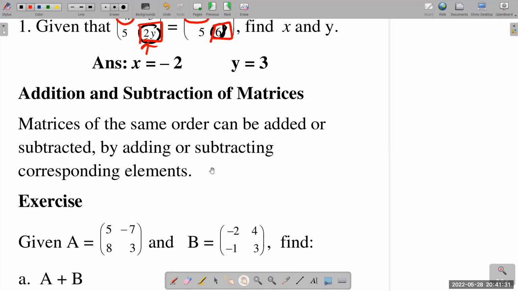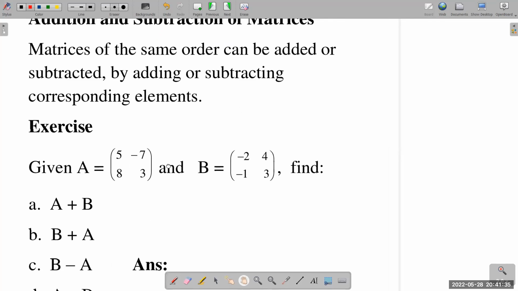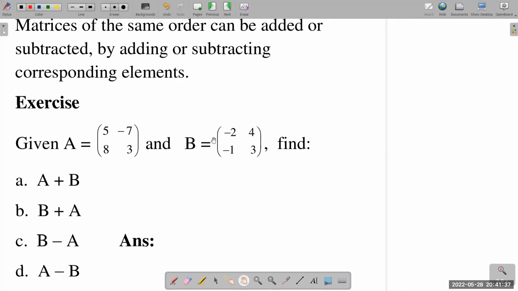Moving along, the addition rule and subtraction rule. What do we know about the addition and subtraction rule? You could only add and subtract two matrices that have the same order. So I could only add a 2 by 2 to a 2 by 2. Why is this important? When you're adding matrices, you only add the elements in the same position. So I would add the A to the A, the B to the B, the C to the C, and the D to the D.